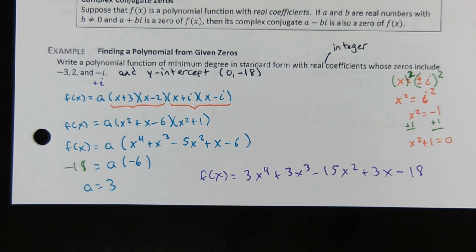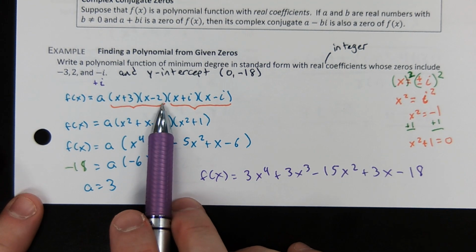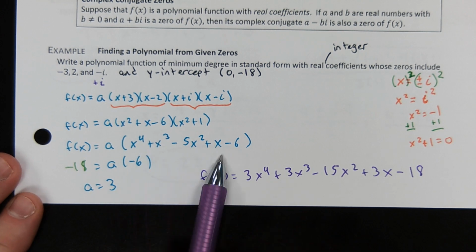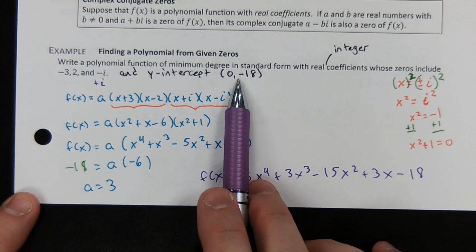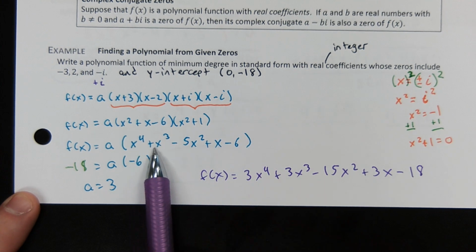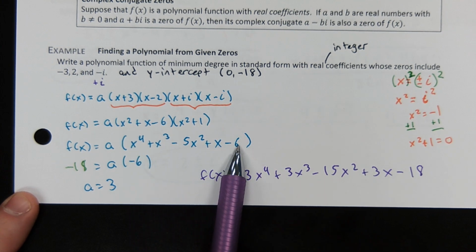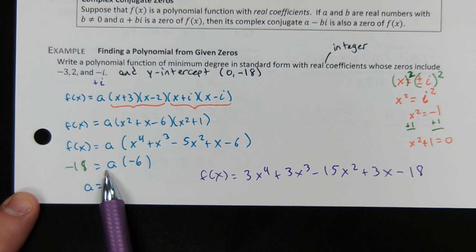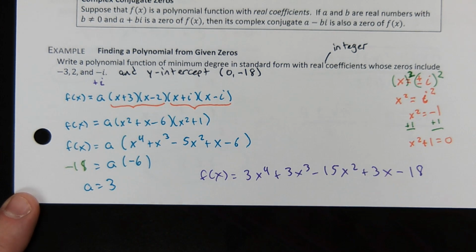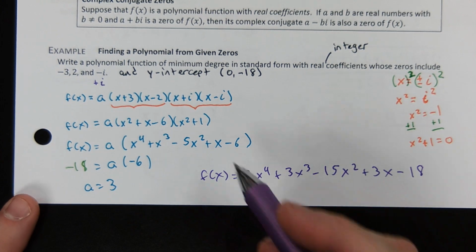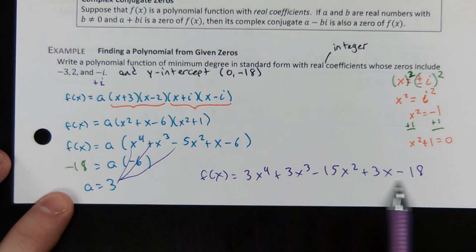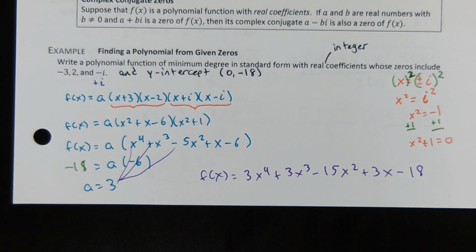But would you like to ask me any questions about how it was done? Write the factors, FOIL where you need to, do all the distributions in like terms, and then ask yourself, if I plugged in a 0, what would this get me? Oh, to get me a negative 6. I needed a negative 18. Clearly a was 3. So if I put a 3 right there where a is and distribute it to all of that, you'll get this. Yes?